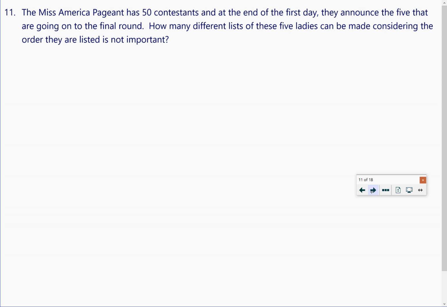Okay. Miss America has 50 contestants, and at the end of the first day, they announced that 5 are going to make the final round. How many different lists of these 5 ladies can be made, considering that order is not important? Am I using a P or a C? C. 50 choose 5. That's it. About 2 million ways to do it.